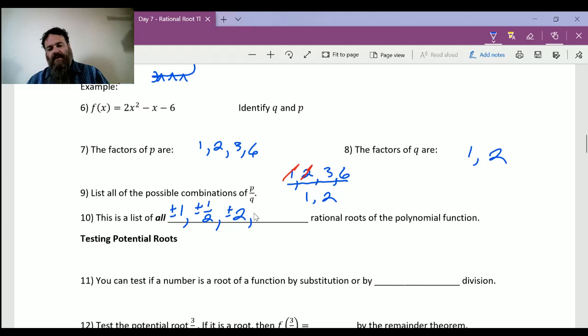Next is positive, negative 3 over 1. And then positive, negative 3 over 2. Okay, and we've done the 3 now. And then finally, we're going to do the 6. Positive, negative 6 over 1, which is positive, negative 6. And 6 over 2 is 3, so we've already done that one. Okay, so these are all of our potential roots. If you can find it by synthetic division, it's going to be one of those 1, 2, 3, 4, 5, 6, 12 numbers.